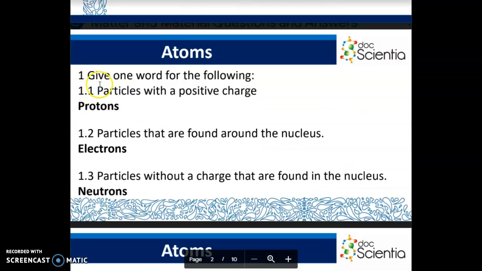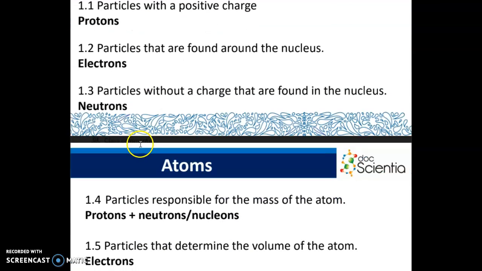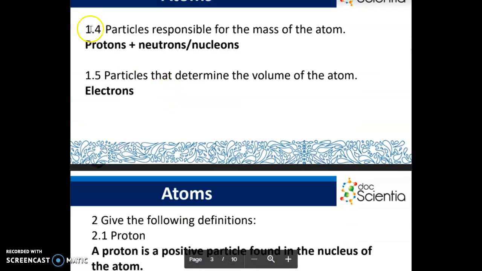Number 1. Give one word for the following. 1.1. Particles with a positive charge, called protons. 1.2. Particles that are found around the nucleus, electrons. 1.3. Particles without a charge that are found in the nucleus, neutrons.